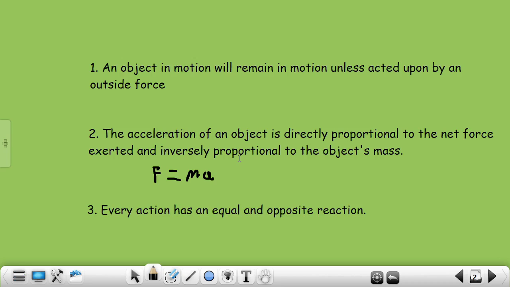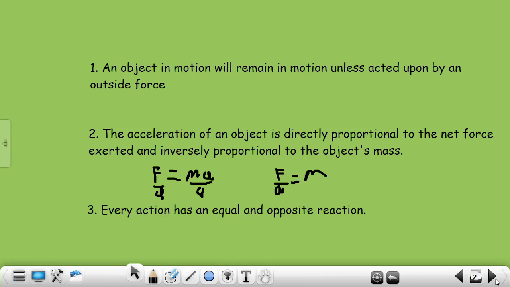You can turn this around in multiple ways to find the mass. Divide by a, divide by a. Now you've got F, or force, divided by acceleration equals mass. You can also do the other way with acceleration. Third law: every action has an equal and opposite reaction.